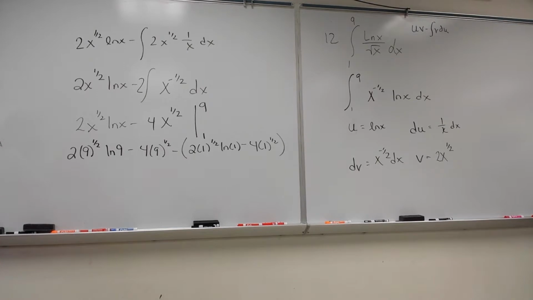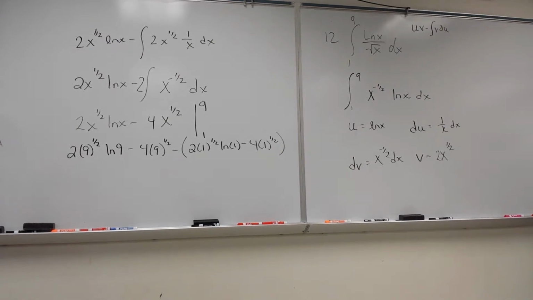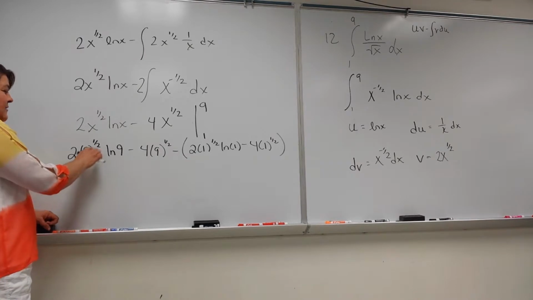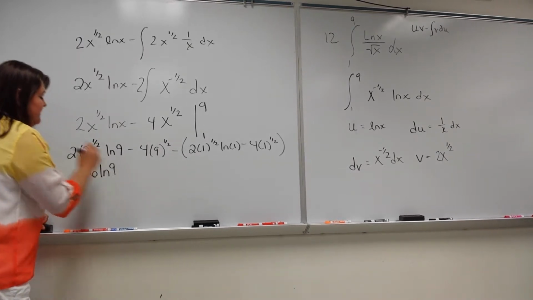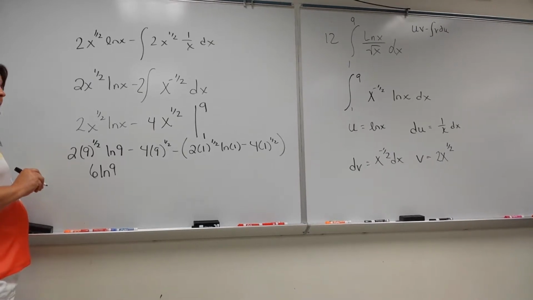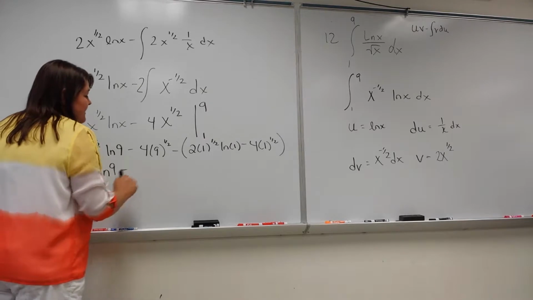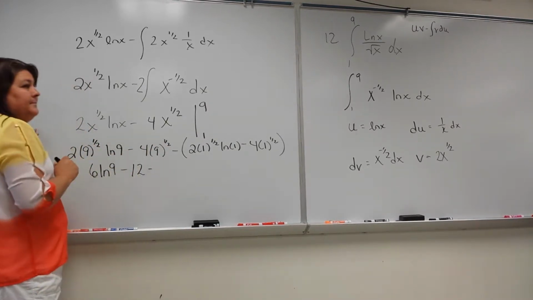ln of 9 is just as beautiful as 9. That's okay. So if you had ln of 9, do you take the ln of 9 and leave it ugly? Leave it ugly. So we have 9 to the 1/2, which we know is 3. 3 times 2 is 6, ln of 9. Can we just leave it? Yeah. If you want to get fancy, you can put the 6 up there and put 9 to the 6, but don't worry about it. Minus 9 to the 1/2 is 3. 3 times 4 is 12. Are we okay?